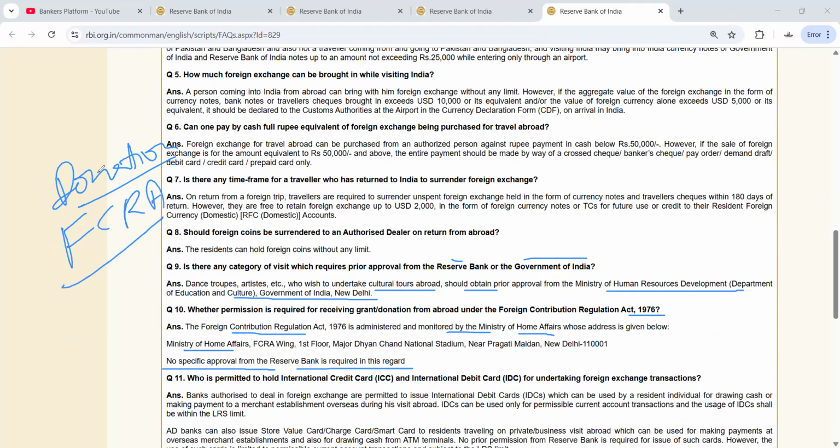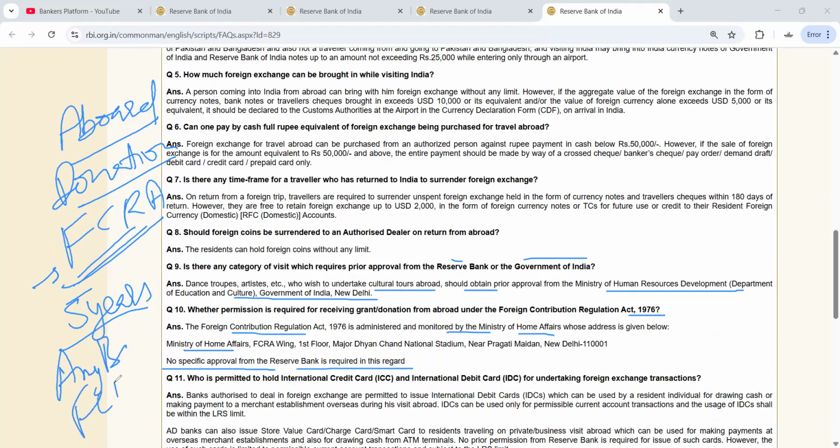So if any trust or NGO is taking a donation from abroad, they should have an FCRA certificate. And you can also remember this: the FCRA certificate is valid for 5 years. And for FCRA, there should be one FCRA account. Earlier any bank could open the FCRA account, but now there's a restriction. Only the SBI Parliament Street branch in Delhi can open the FCRA account. No other bank can open the FCRA account. But all over India, there are so many FCRA certificate holders.